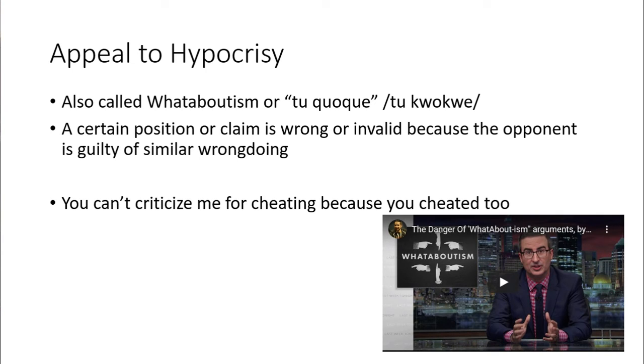So saying something like, you can't criticize me for cheating because you cheated too, is an example of an appeal to hypocrisy. What that essentially does is, when someone criticizes you, you say, if you make that criticism, you are a hypocrite. You say, you're a hypocrite if you criticize me for doing bad things because you did bad things too. And I have a video here that also explains that and gives another real-life example about the use of whataboutism and how effective appeals to hypocrisy can be.